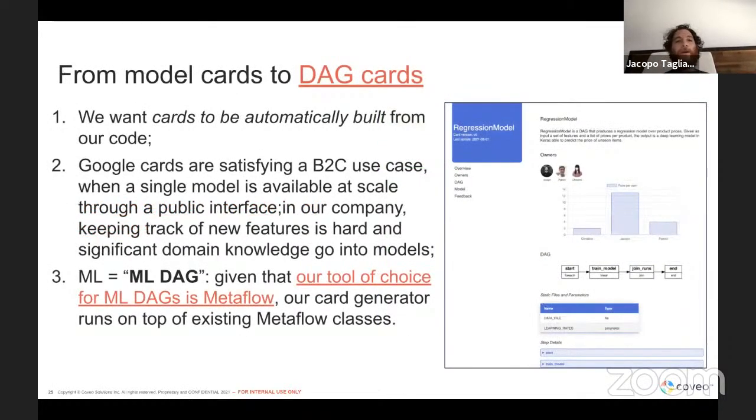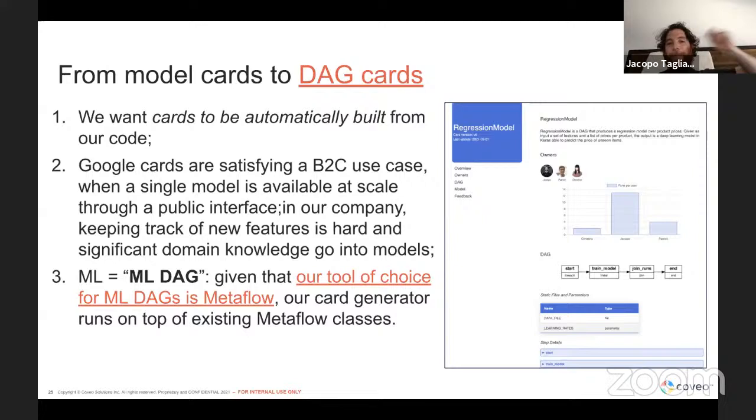What is the catch? Model cards for Google are super nice, but they've been built with designers and fancy stuff and so on. What we really want is to build model cards that are automatically built when we build our code. We don't want to do any extra effort to build a model card like the one that I show on the right. We want it built in for free in our pipeline. While Google's cards are mostly satisfying a B2C use case, that is, you have a giant model like object detection that is available to basically everybody, in our company it's slightly different, as our model requires way more domain knowledge and goes into a model again that somebody else is going to use.